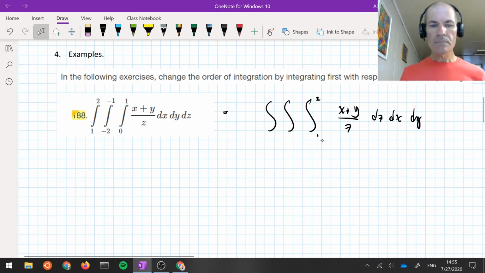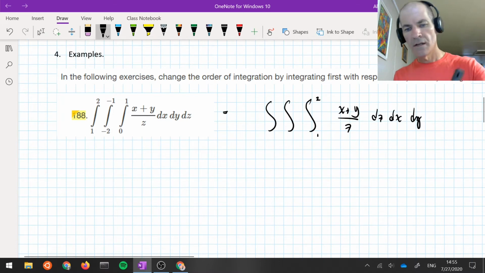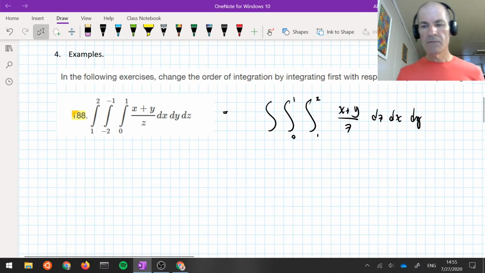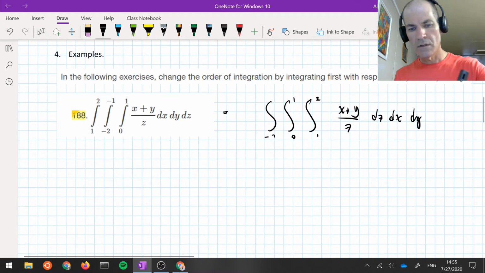Next, we have dx. dx in the original integral is the inner integral. Those limits were 0 to 1. Now it's the middle integral. And finally, dy. In the original integral, dy was the middle integral. That's the middle set of limits, -2 to -1.